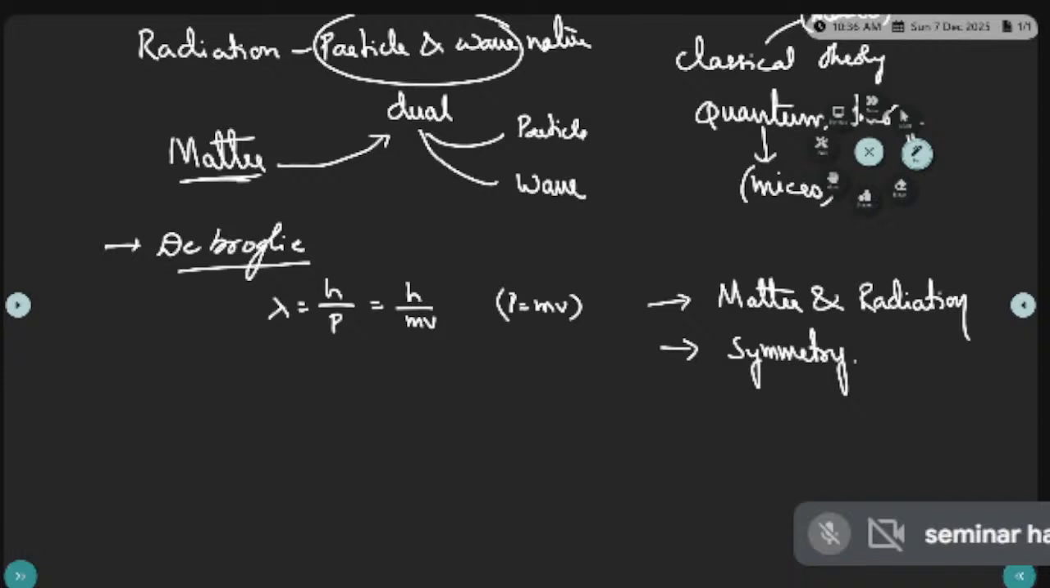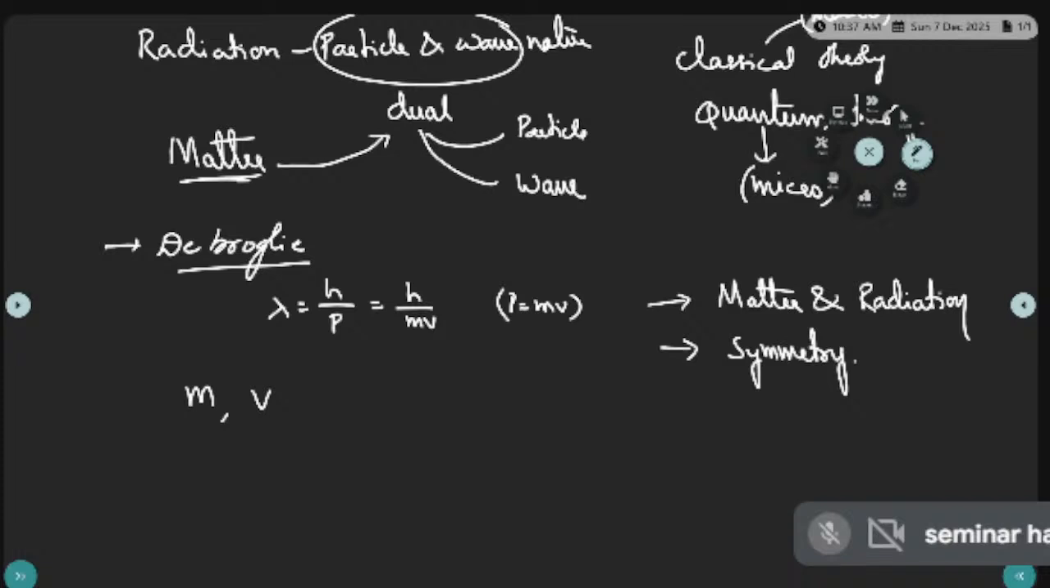Right. Radiation has got dual nature, so matter is also going to have dual nature. Okay? Right. So let us take a matter, a particle of mass m moving with a velocity v. So when it is in motion, that particle has a waveform.